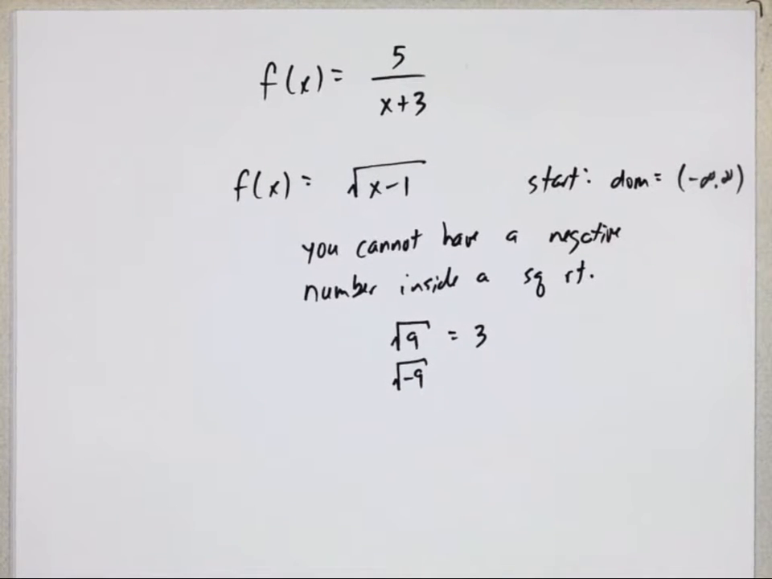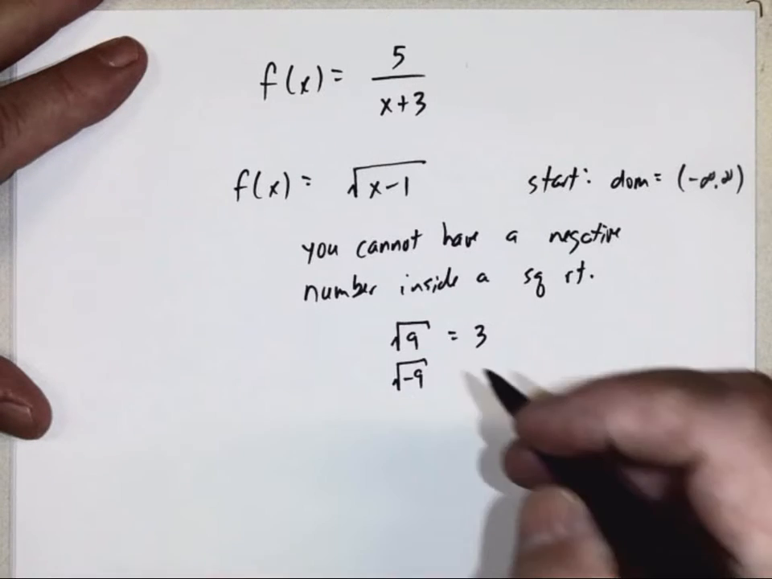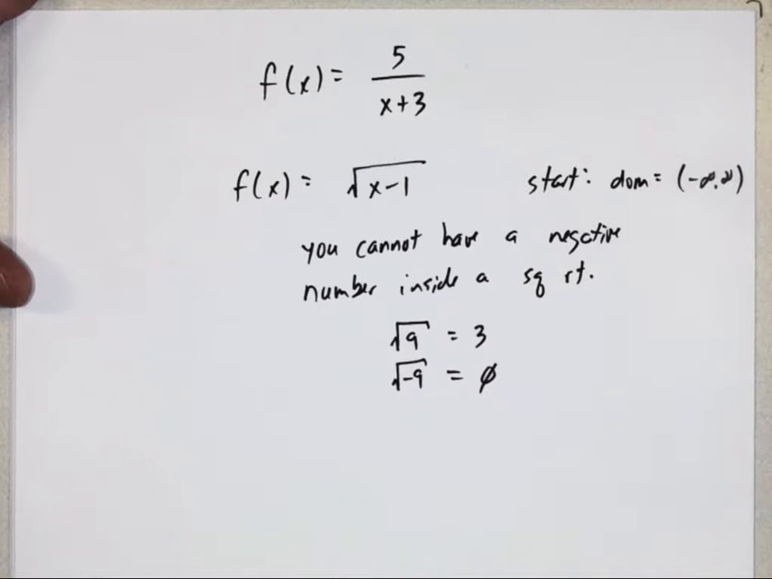However, what about the square root of negative 9? And we talked earlier, what do we call this? This would end up being a complex number. It's not a real number. In other words, we cannot take the square root of a negative number. So this becomes a problem. So what does that mean? It's undefined.